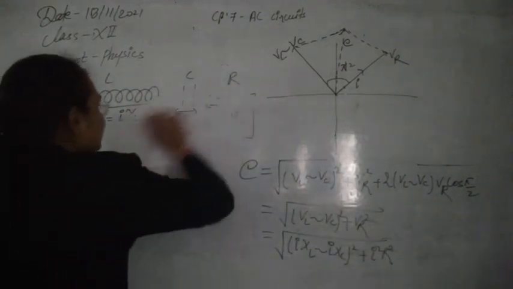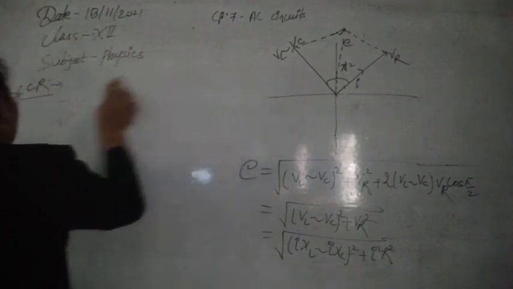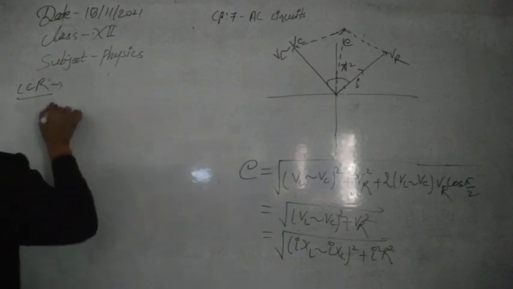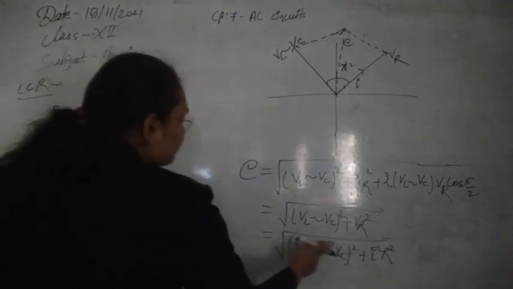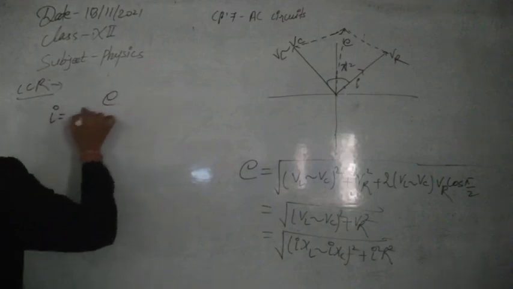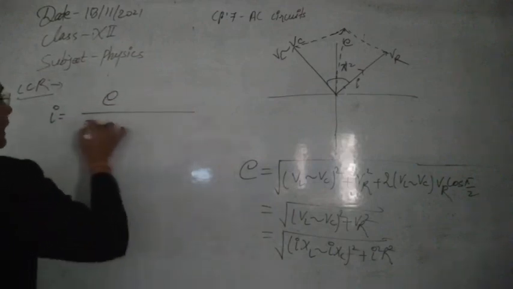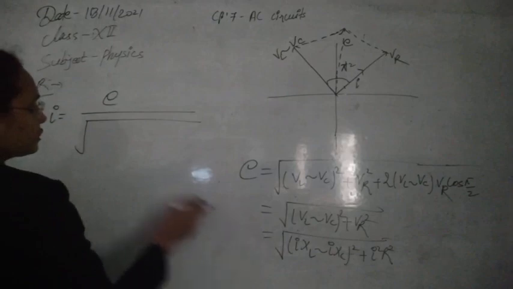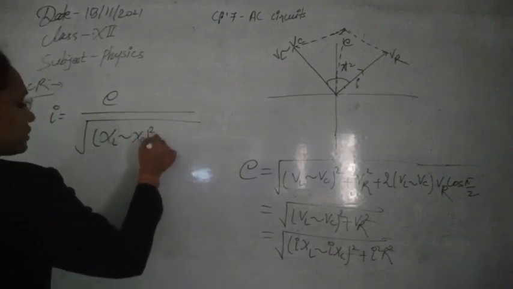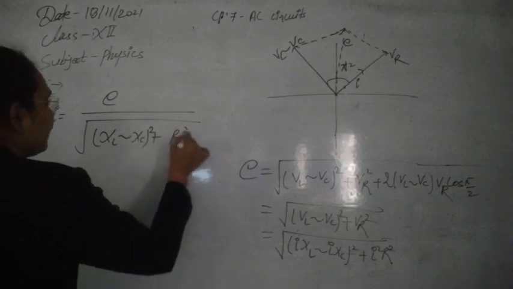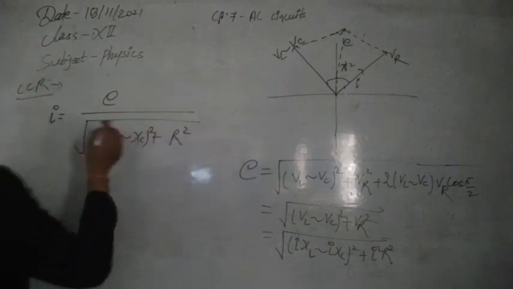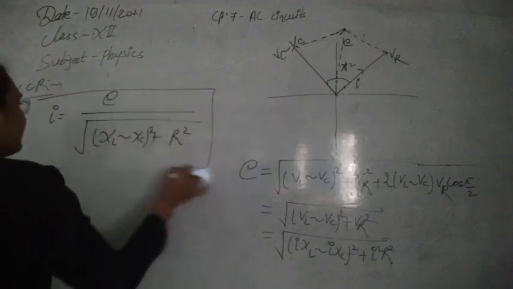Now let's take I as common. So I squared is common, and overall it will be I. So directly we can write the value of I from this rearrangement: I equals E divided by the root of (chi L minus chi C) whole squared plus R squared. So this is the value we have got, and this is the value of current in the circuit.